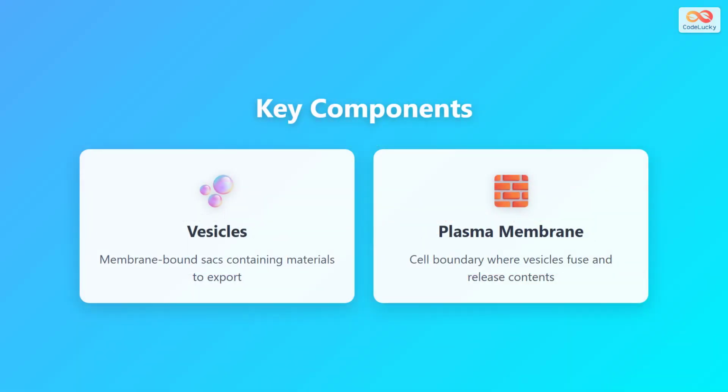Two key components make exocytosis possible. First, we have vesicles, which are membrane-bound sacs containing the materials that need to be exported from the cell. These vesicles can carry proteins, hormones, neurotransmitters, or waste products. Second, we have the plasma membrane, which is the cell's outer boundary. This is where the vesicles fuse and release their contents. The plasma membrane acts as the exit point for materials leaving the cell. Both components work together seamlessly to enable this transport process.